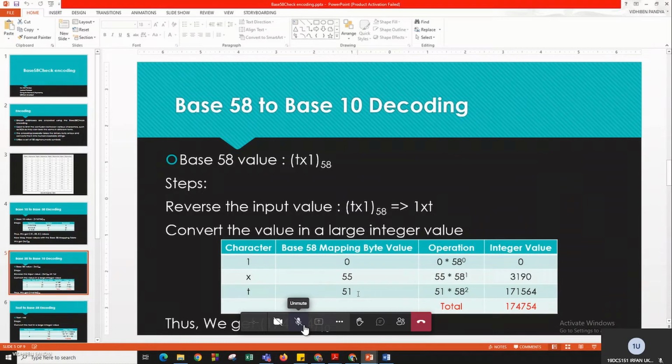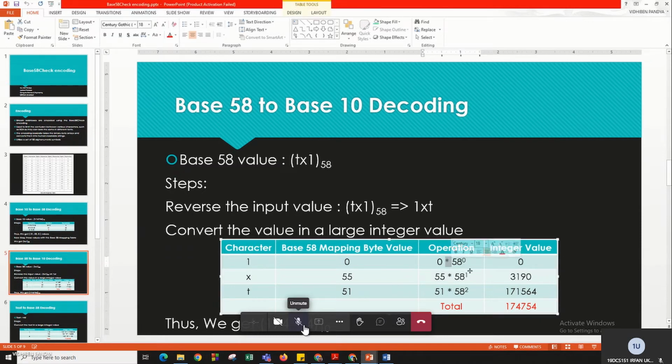After that, we need to multiply it with 58 raised to n. If it is the first character, we are going to use 0 power. If it is the second character, raised to 1. Third character, raised to 2. Fourth character, raised to 3. We multiply because we are converting from 58 to 10. That is why we apply the multiply operation with 58 base.